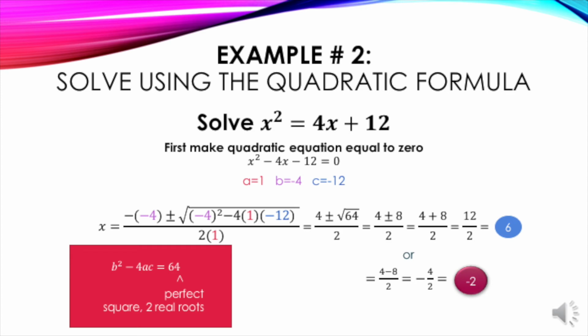Before we get our answers, we want to see what the discriminant is. B squared minus 4ac equals 64. 64 is a perfect square. That means our solutions should be two real roots.